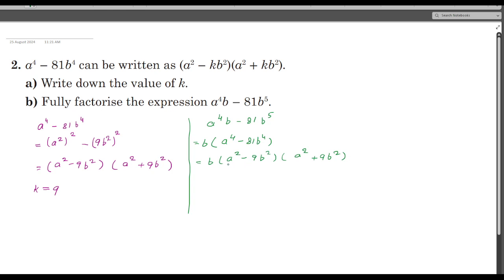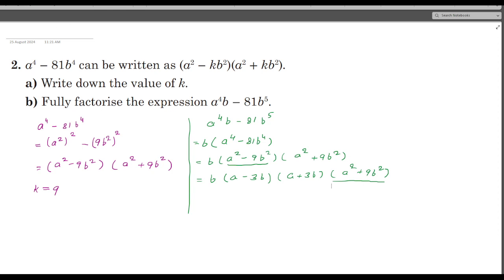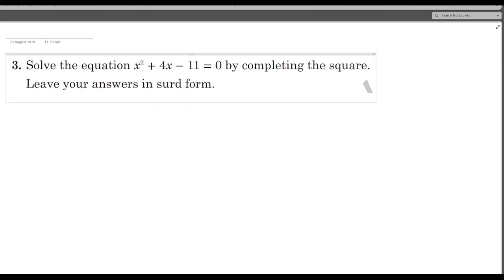Now this a square minus 9b square, again it can be factorized. You can write this as a minus 3b, a plus 3b, because 9b square is 3b the whole square. This is your a square minus 9b square, and this a square plus 9b square will remain as it is, as we cannot factorize this part. So this is your question number 2. Now let us move to question number 3.